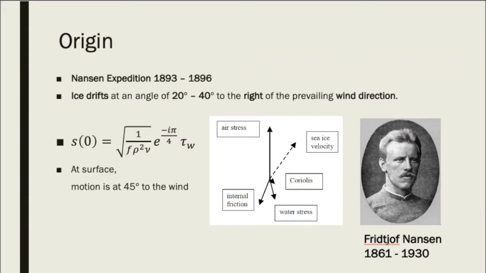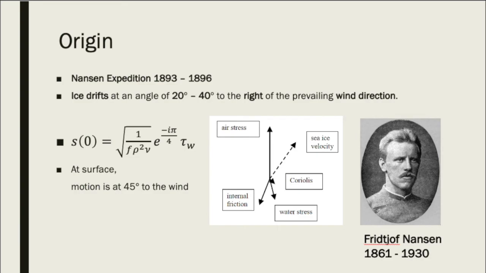And now I'll tell a little story about how this Ekman spiral, Ekman motion, was discovered. Going back to the 1890s, Norwegian explorer Fridtjof Nansen had an expedition aiming to reach the North Pole. This was held between 1893 and 1896, 3 years. On the way, he observed ice drifting at an angle of 20 to 40 degrees to the right of the prevailing wind direction. This is the first observation of this Ekman motion.